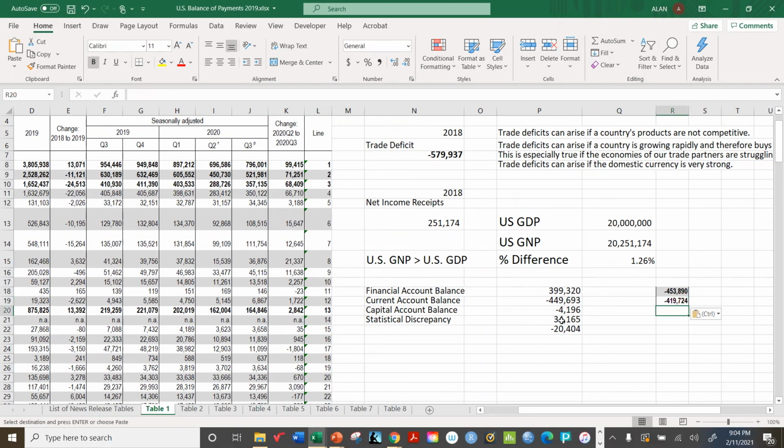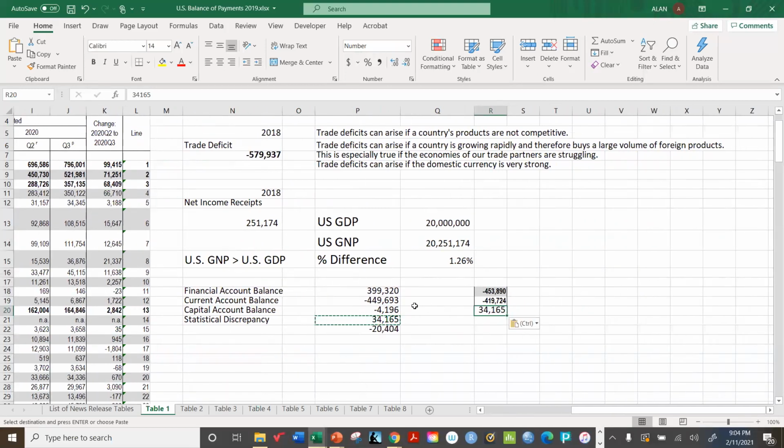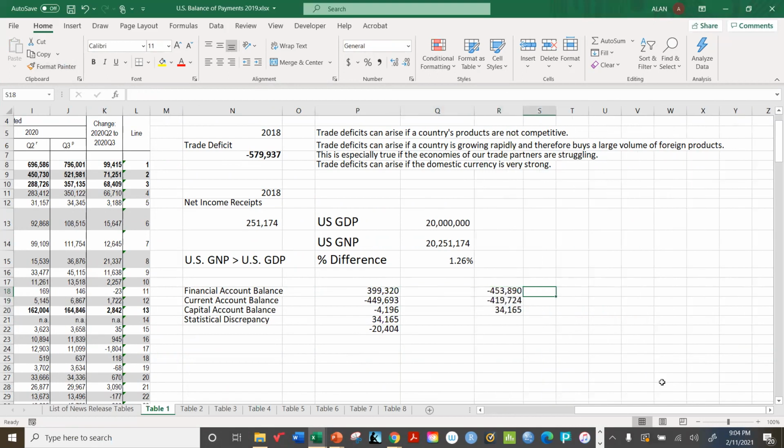And then we'd have here a statistical discrepancy. So, okay. They're claiming that this first number, oh, they can't all be negative, can they? This is supposed to be the current and capital account. And this is the financial account. And then this one is the statistical discrepancy.